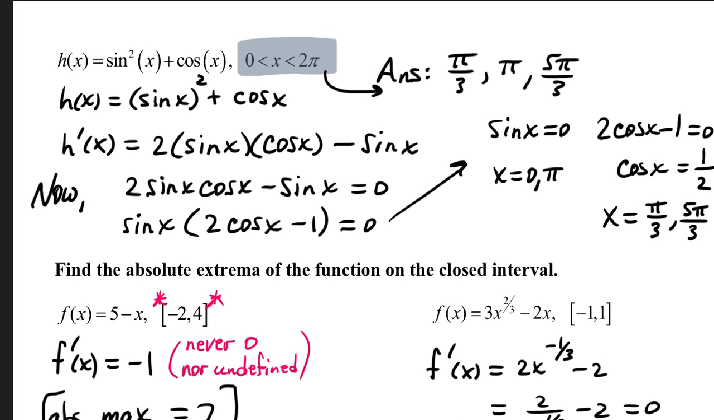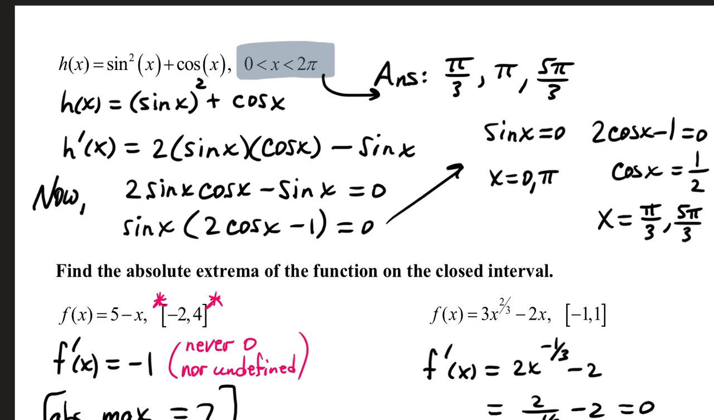Let's move to another function. We have h of x defined as sine squared of x plus cosine of x. X has to stay between 0 and 2 pi, not counting the endpoints. Another way to write sine squared of x is sine x quantity squared. If you rewrite it with the power on the outside, it makes it easier to take the derivative, because you can sort of see where the chain rule applies.